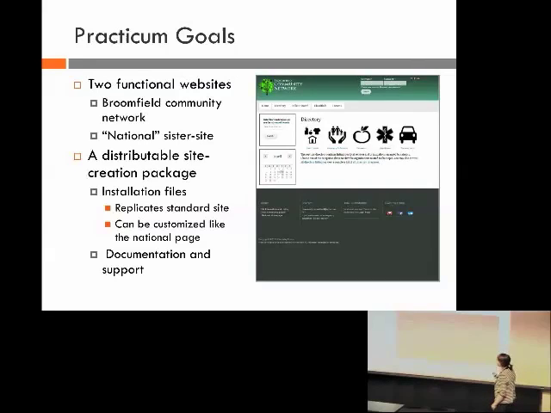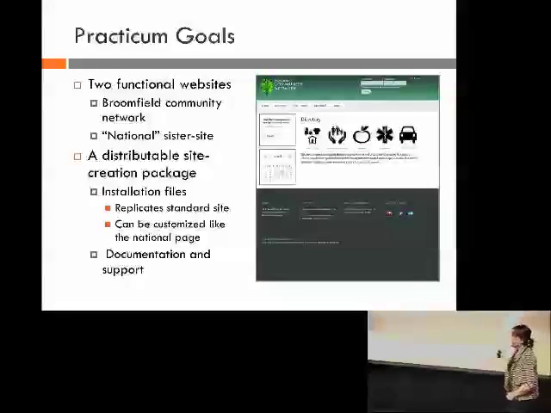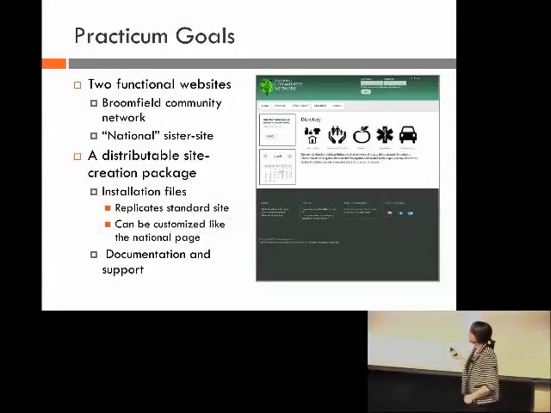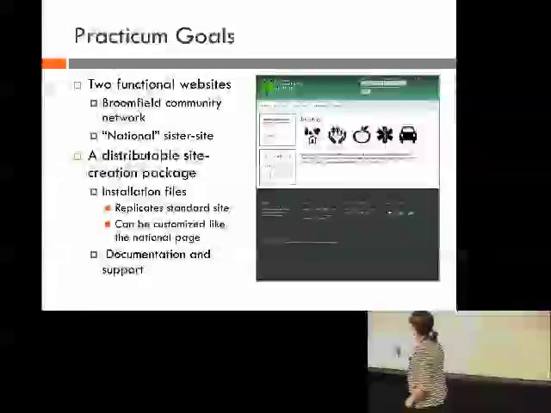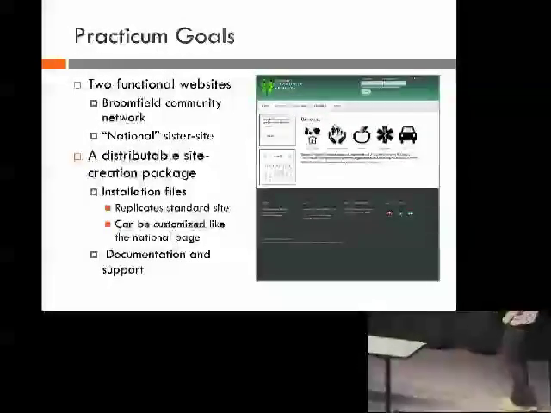In addition to this, a secondary goal was to create a national sister site which would hold information about the Broomfield Community Network itself, the community network project as a whole, and this is a critical change, would contain a site distribution package where it would contain installation files which would replicate this version of the site with the standard setup so that anybody wanting to create a community service network for their community could do so with this package, as well as the obvious documentation and support necessary to keep such a thing alive.